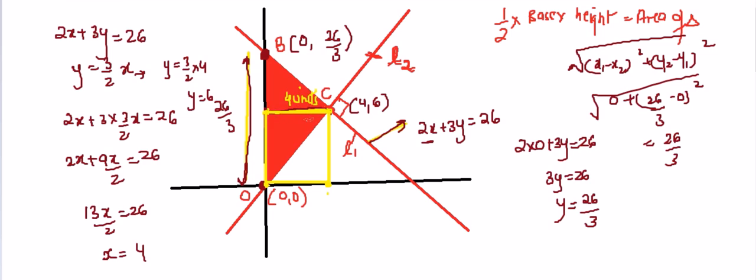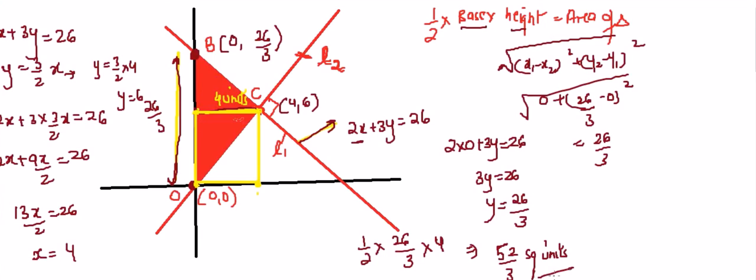Now the area of triangle is half times base times height. The length of the base we have calculated as 26 over 3 and the height is 4. So from here we can calculate it to be 52 divided by 3 square units. This is the area of the required triangle.